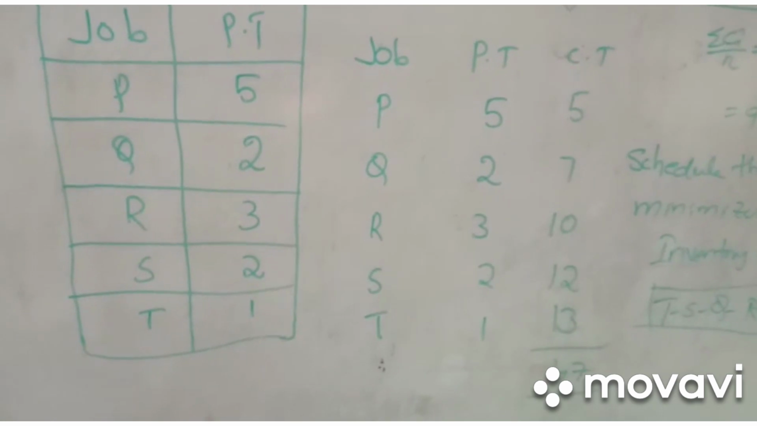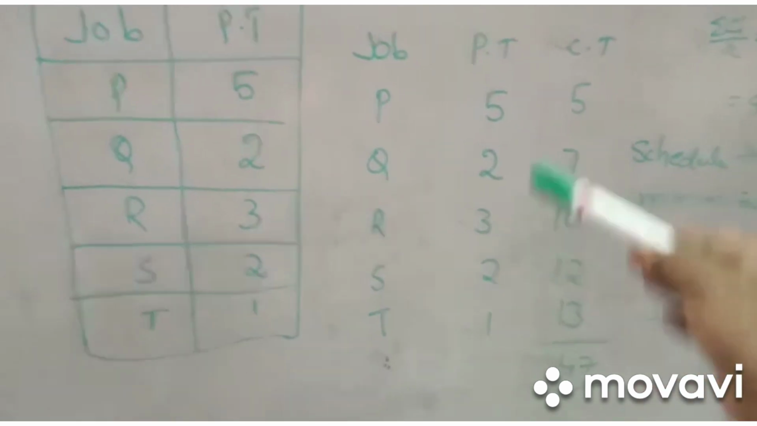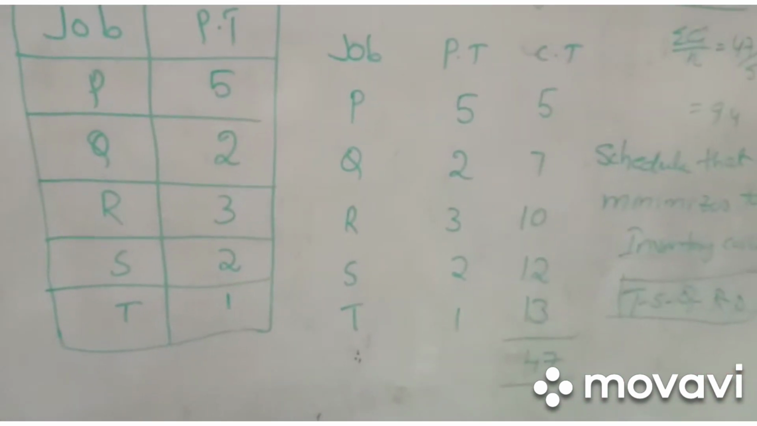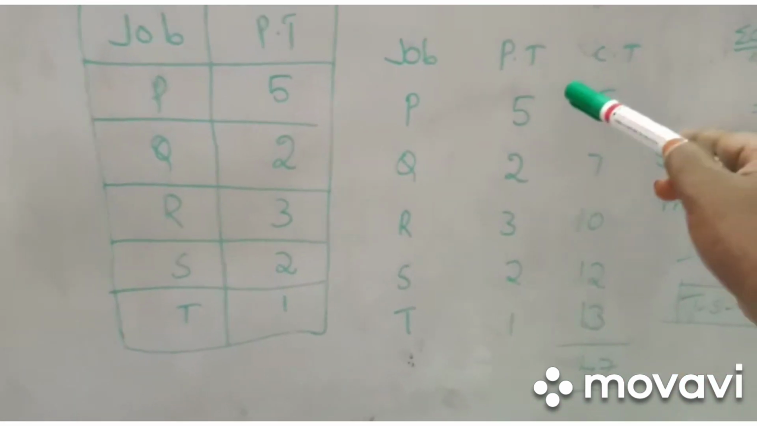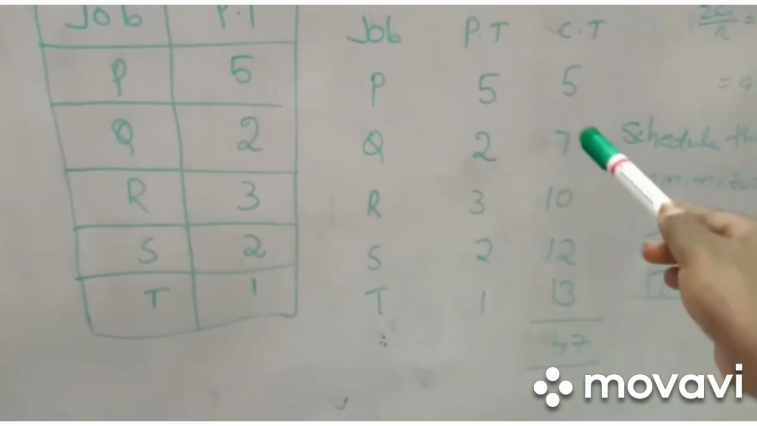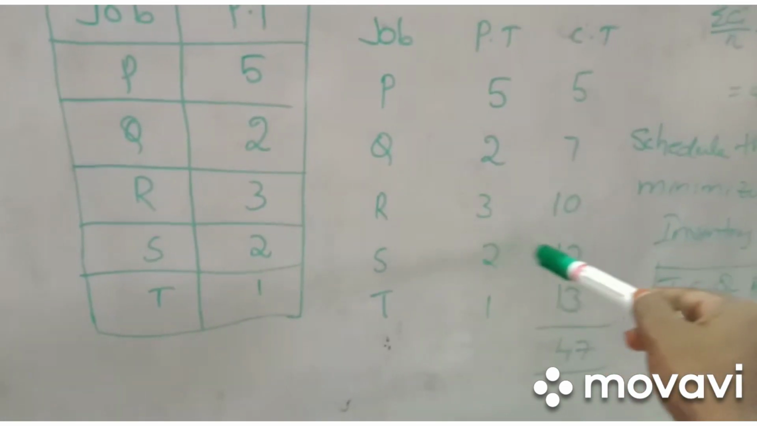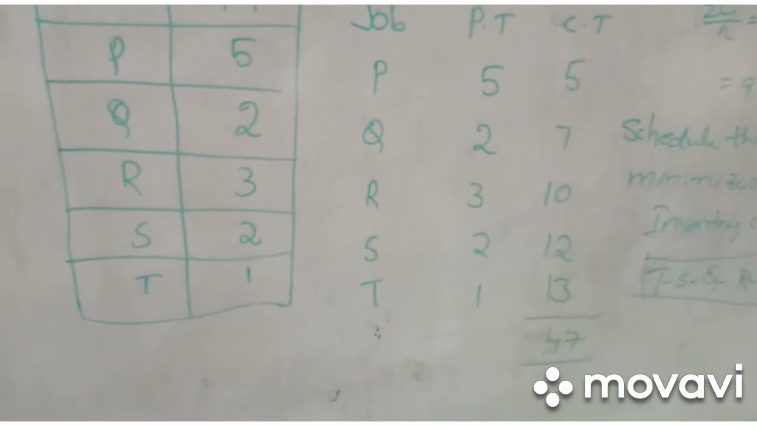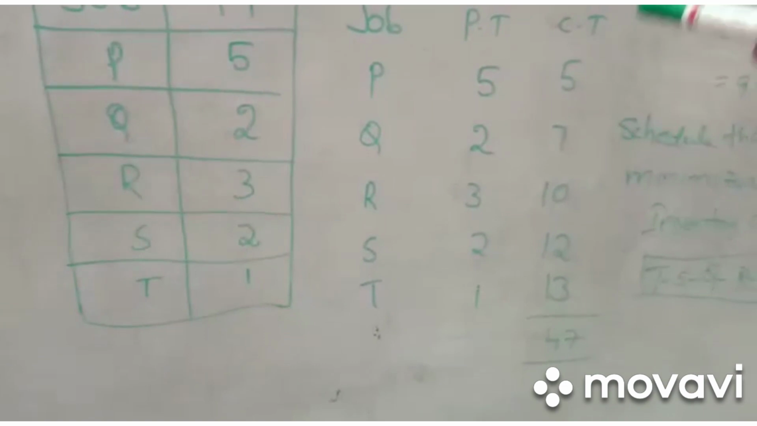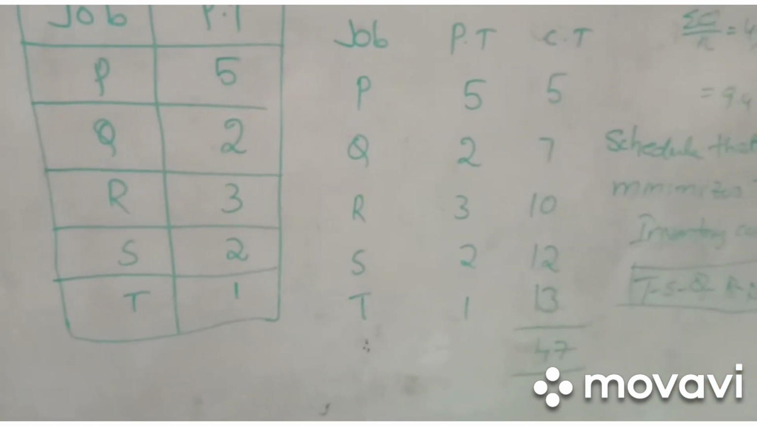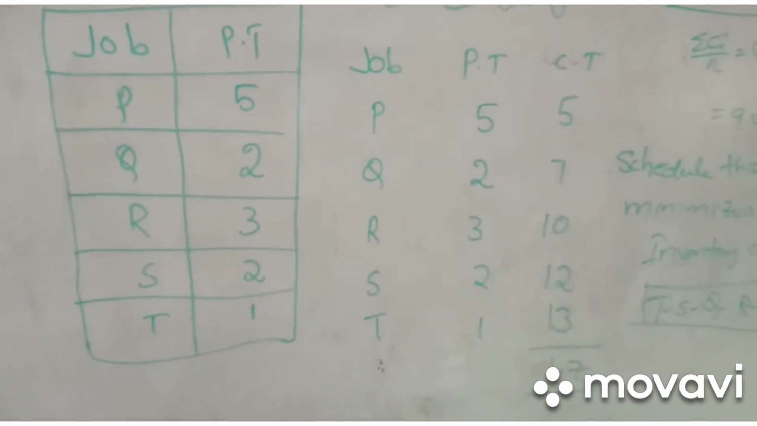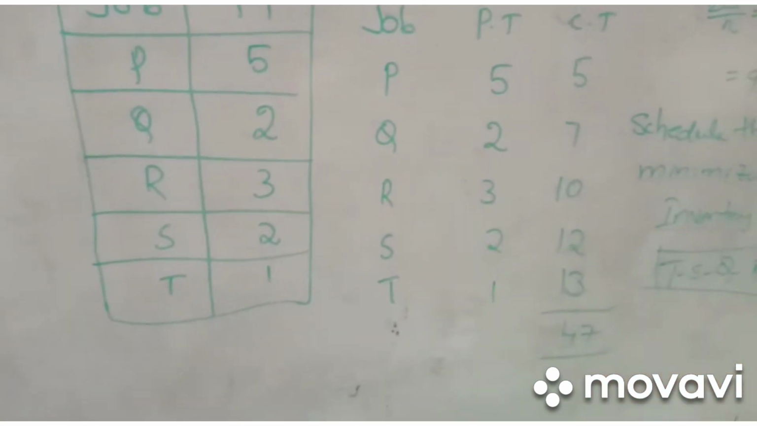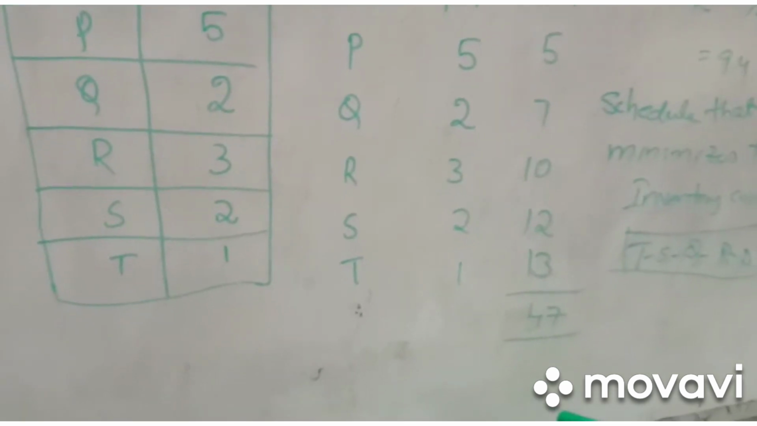Now simply, the processing times are 5, 2, 3, 2, 1, and you simply add them one by one over the other. That is, 5 is as it is, 5 plus 2 is 7, 7 plus 3 is 10, 10 plus 2 is 12, and 12 plus 1 is 13. Just simple adding. This is the completion time of your jobs, right? So here how many jobs do you have? P, Q, R, S, T. That means 5 jobs you have.